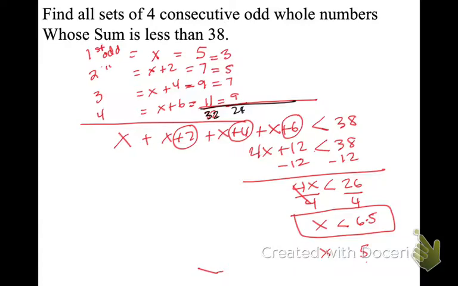find all sets of 4 consecutive odd whole numbers. Let's see, 3, 1, 0. I only have 2 odd sets. So these are the 2 sets. 5, 7, 9, 11.